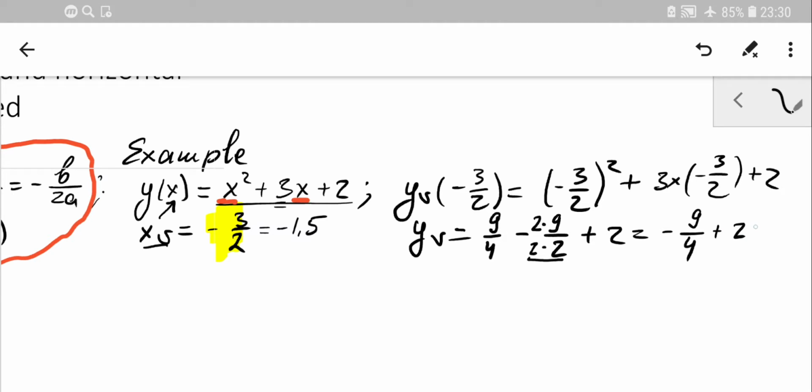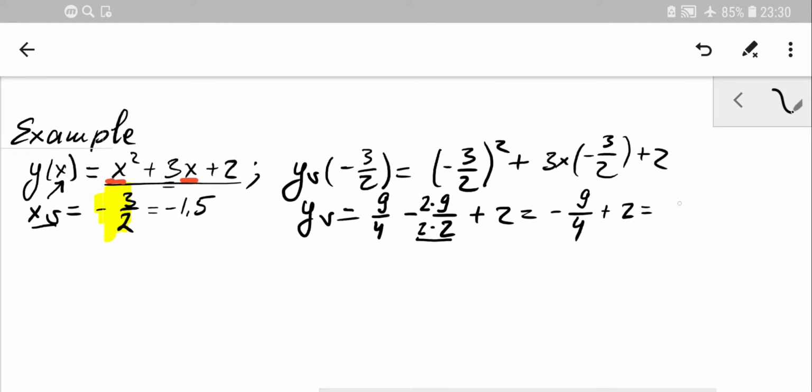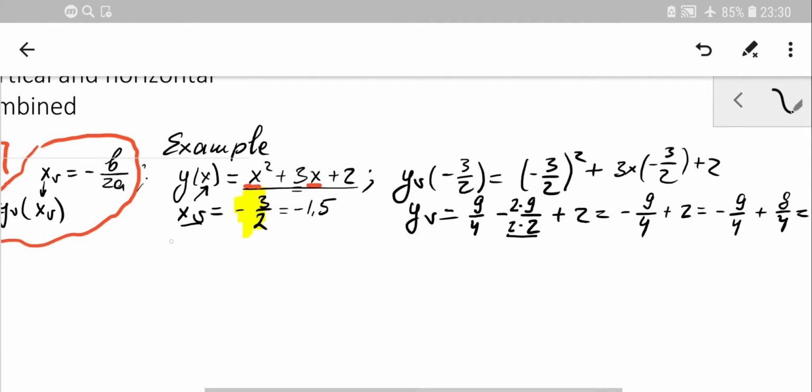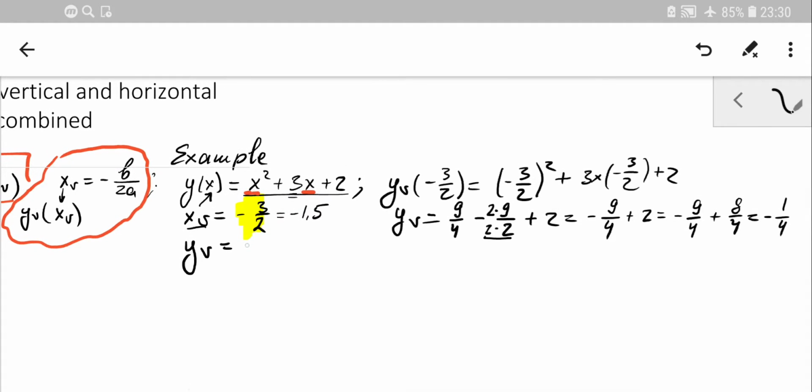So the final result will be, instead of 2, I'll just use 8 over 4, I guess. Yeah, that works. So plus 8 over 4, and I'll get simply negative 1 over 4. Okay, that's the vertex coordinates. So we can put the y vertex coordinate as simply negative 1 over 4 or negative 0.25. As you can see, it's pretty fast, and you've already got the vertex coordinates.